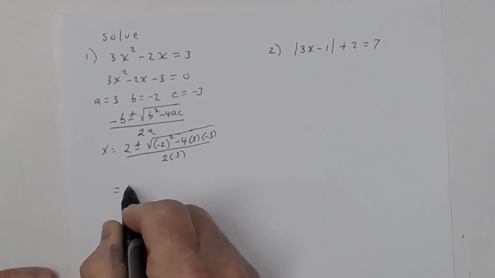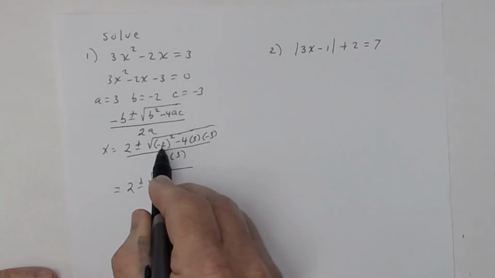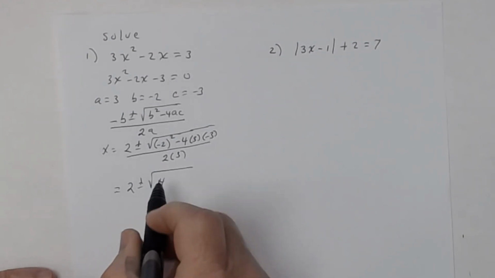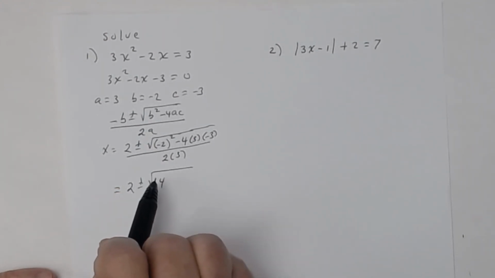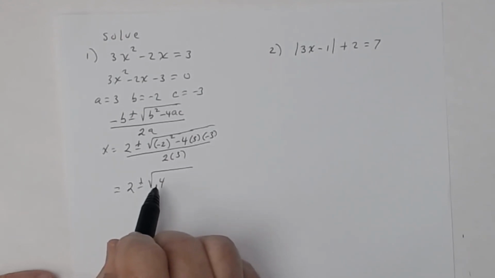Okay, so let's go ahead and simplify the radicand. And so we're going to get equals 2 plus or minus the square root of negative 2 squared means negative 2 times itself. So that's a positive 4. Remember, b squared should never be negative. So this right here should either be 0 or a positive number. It should never be negative. So if you put negative 4, you've already made an error.